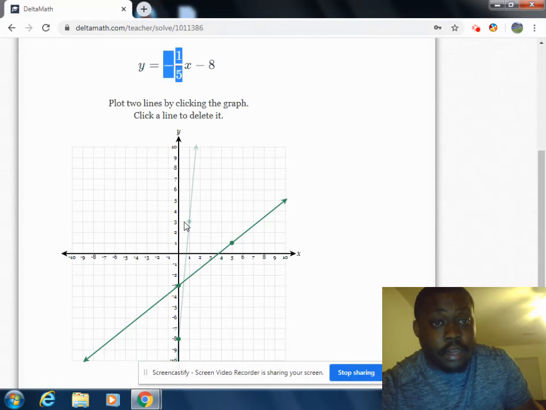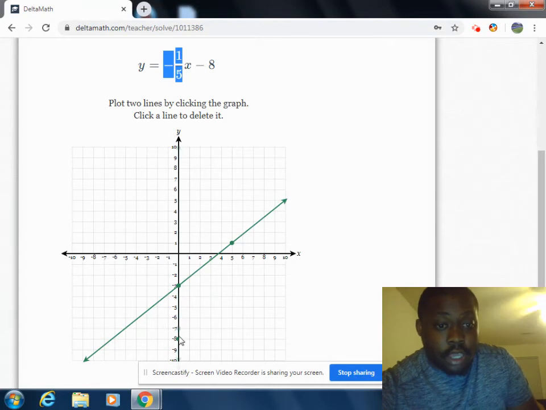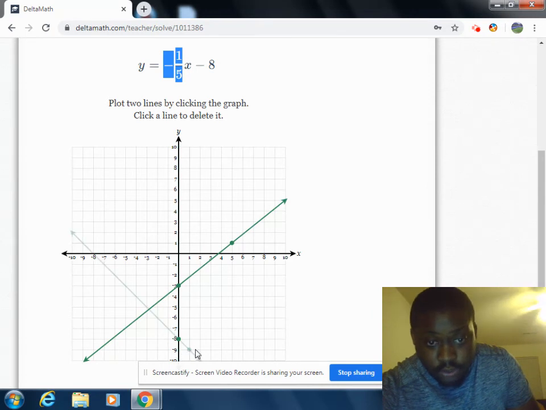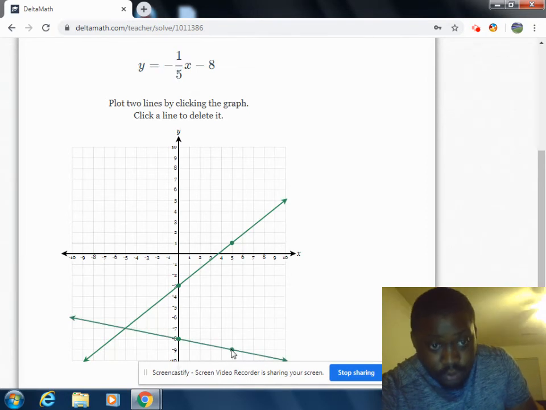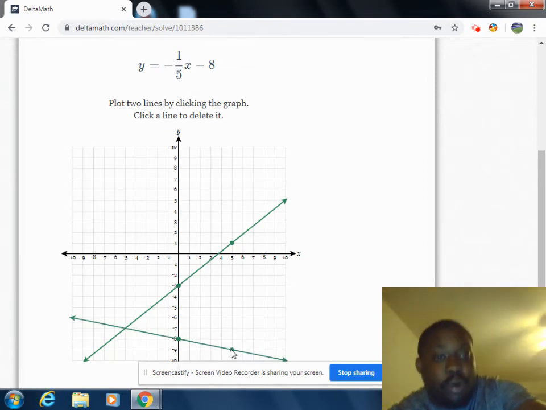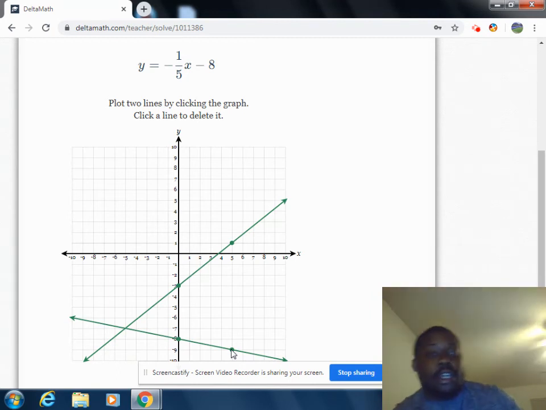Remember, one negative makes the whole thing negative. So instead of going up, I got to go down 1, and then I can go right 5. So 1, 2, 3. Oh, sorry, let me count again. 1, 2, 3, 4, 5. Boom. Now that we got 2 points, you can see that it intersects.